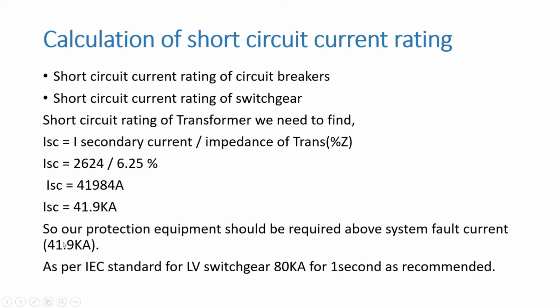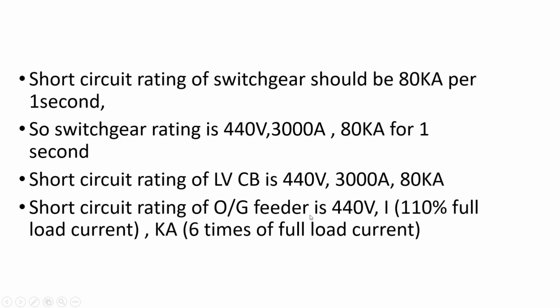Here I have a fault current of only 41.9. IEC recommends 80 kilo ampere, which is greater than 41.9, so I am going with 80 kilo ampere. Now the short circuit rating of my switchgear should be 80 kilo ampere for 1 second. If any fault happens within 80 kilo ampere, my switchgear should withstand it for 1 second without any fault or flashover. So for the switchgear rating I have to choose 440 volt and 3000 ampere as per my current calculation, and short circuit calculation 80 kilo amperes for 1 second. This is my switchgear rating detail.